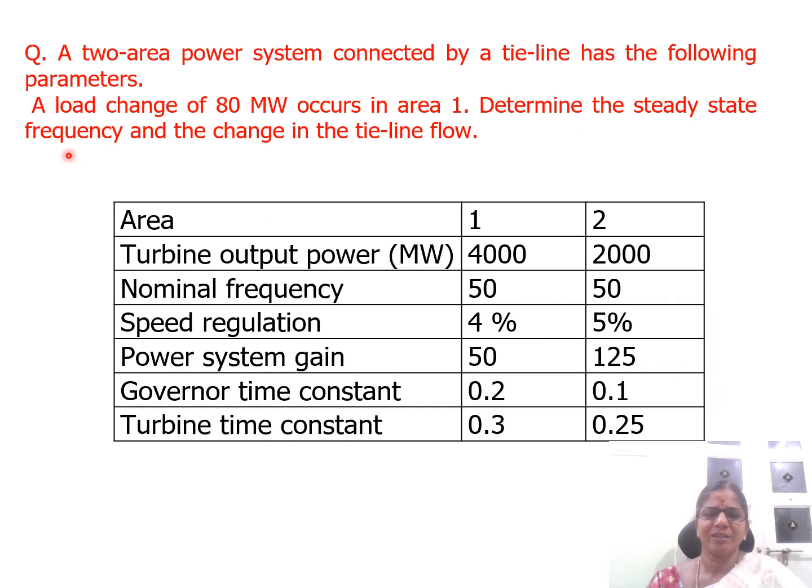Here, I have taken the question as a two area power system connected by a tie line, with the following parameters for area 1 and area 2: turbine output power in megawatts 4000 and 2000, nominal frequency 50 Hz, speed regulation 4% and 5%, power system gain 50 and 125, governor time constant 0.2 and 0.1, turbine time constant 0.3 and 0.25. A load change of 80 megawatts occurs in area 1. Determine the steady state frequency and change in tie line power flow.